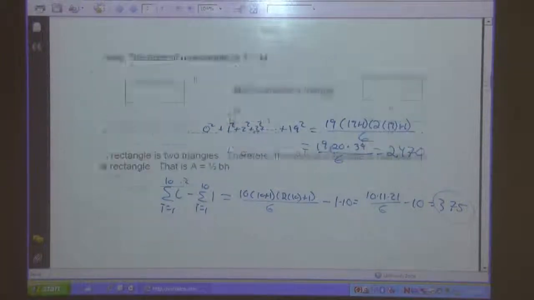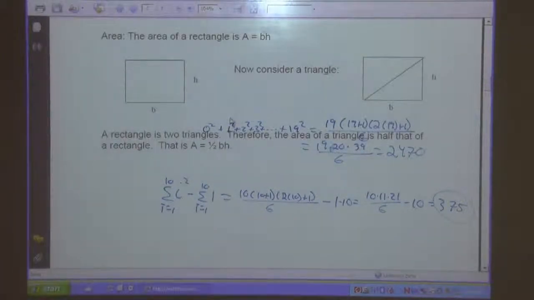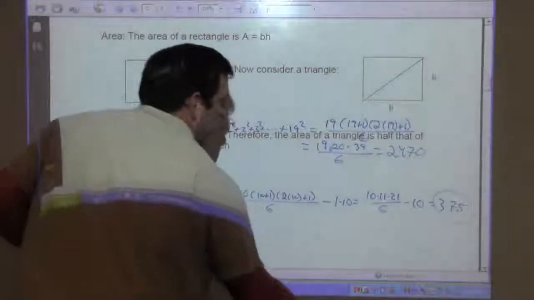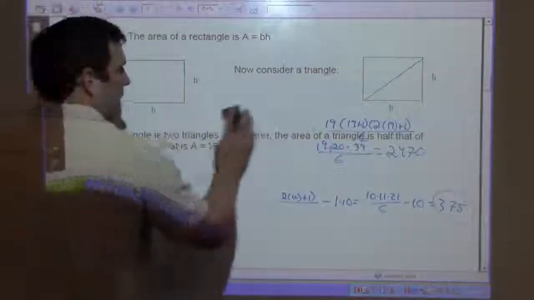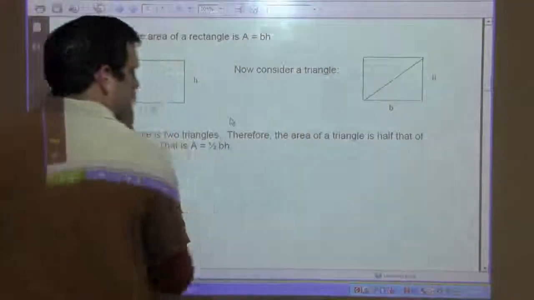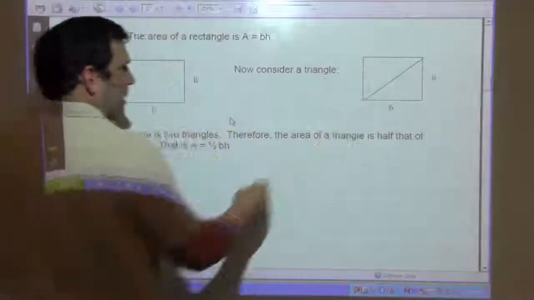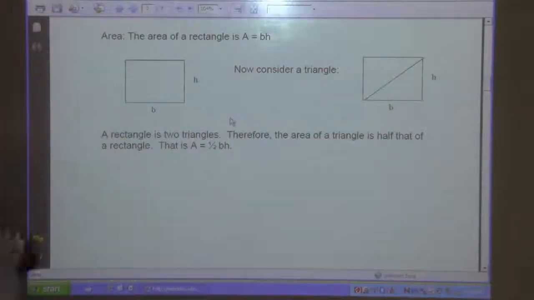We're going to go on to area. Area of the rectangle is base times height. Now consider the triangle. A rectangle is 2 triangles. If you cut that there, you get 2 triangles. So the area of the triangle is half that of the rectangle. Area is 1/2 base times height.